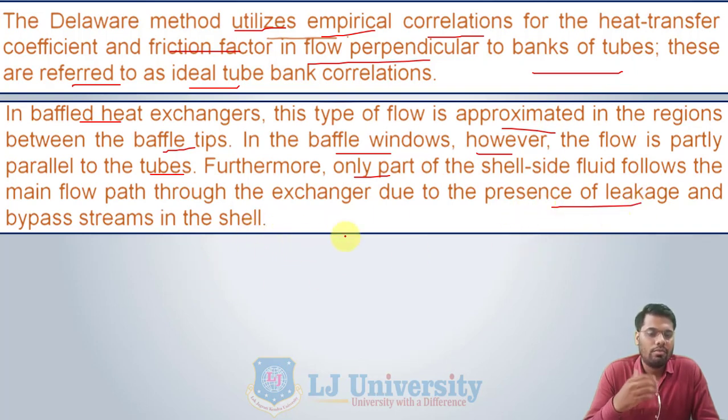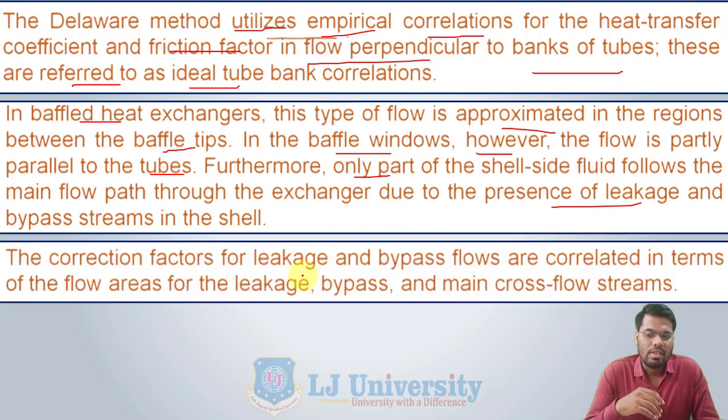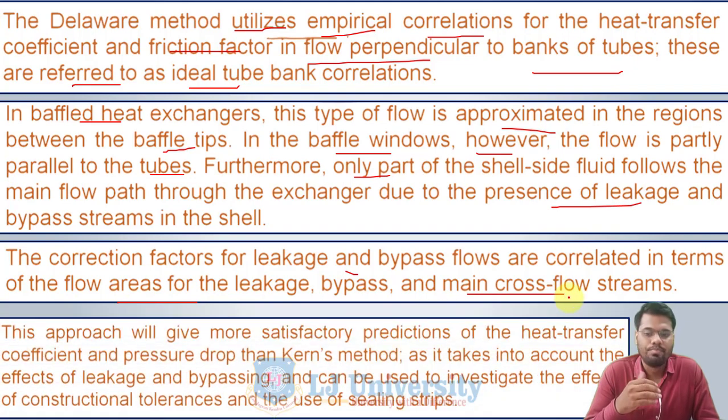These points we have discussed in previous slides. The correction factors for the leakage and bypass flows are correlated in terms of the flow areas of the leakage, bypass, and the main cross flow streams. This approach will give a more satisfactory prediction of the heat transfer coefficient and the pressure drop than Kern's method, as it takes into account the effect of leakage and bypassing and can be used to investigate the effect of construction tolerances and the use of sealing strips.